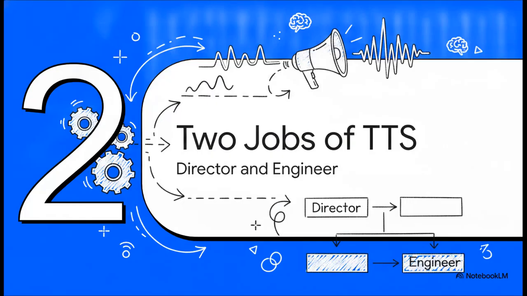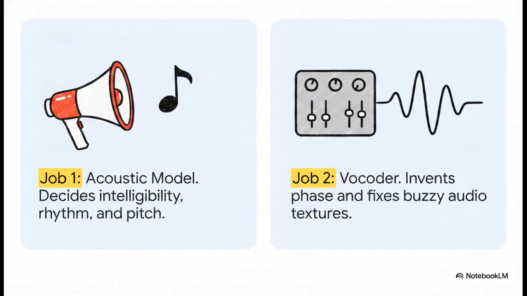Moving into Section 2, the two jobs of TTS. This internal division of labor exists inside pretty much every modern text-to-speech architecture. Whatever your specific architecture happens to be called, it always has two distinct jobs. Job 1 is the acoustic model. Think of this as the director. It converts text to sounds and decides on the rhythm, the pitch, the emphasis. Job 2 is the vocoder, or the audio engineer. It takes that compact spectrogram from earlier, invents the missing phase, and upsamples it into a real, listenable waveform.